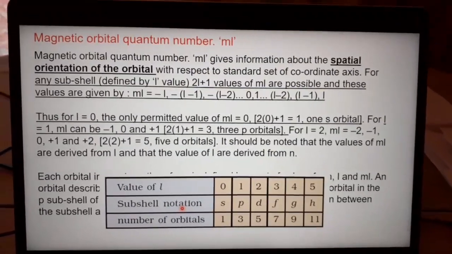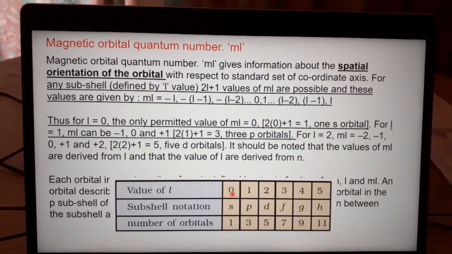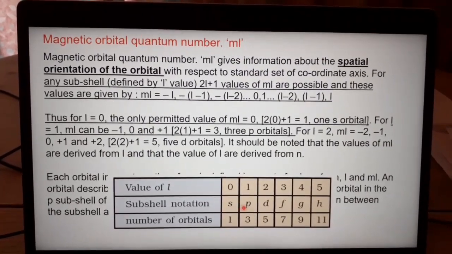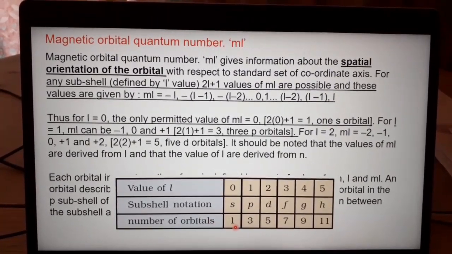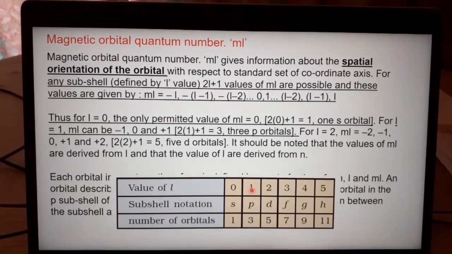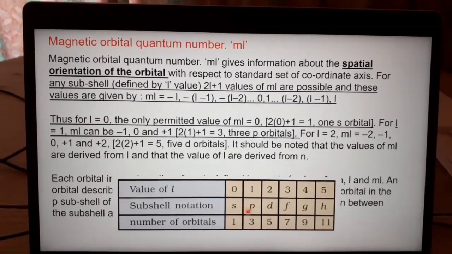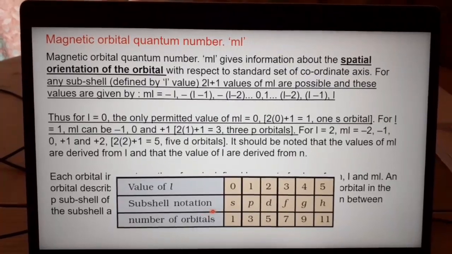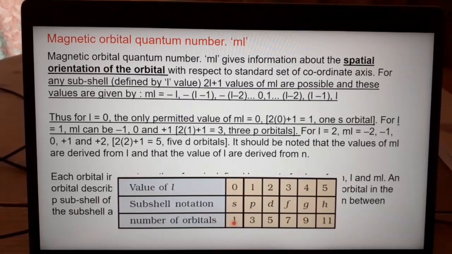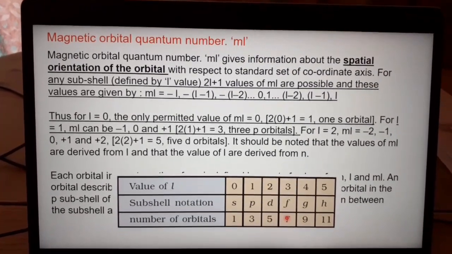So in this chart, we can find that when l equals 0, the subshell notation is s, so the number of orbitals equals 1. In the same way, when l is 1, the subshell is designated as p. This subshell designation comes from the azimuthal quantum number, right? And then this gives the final value, how many orbitals are present, right?